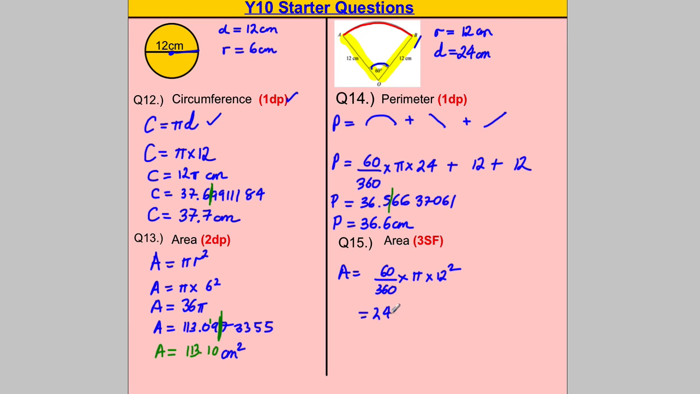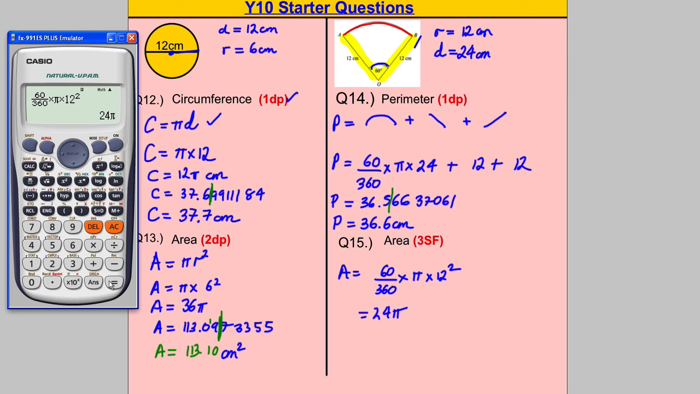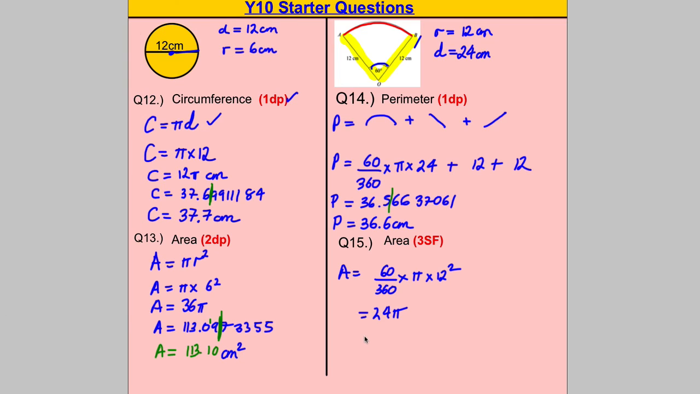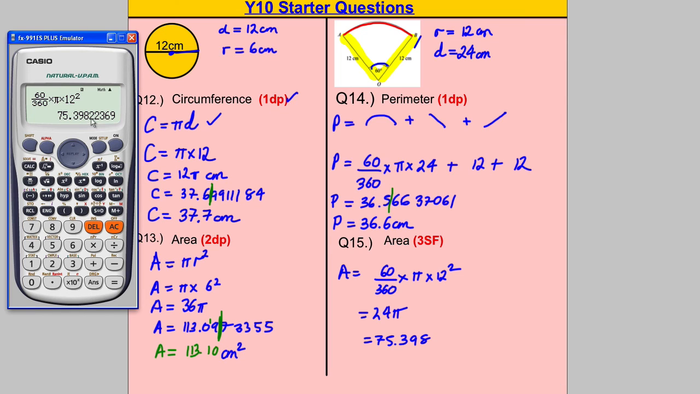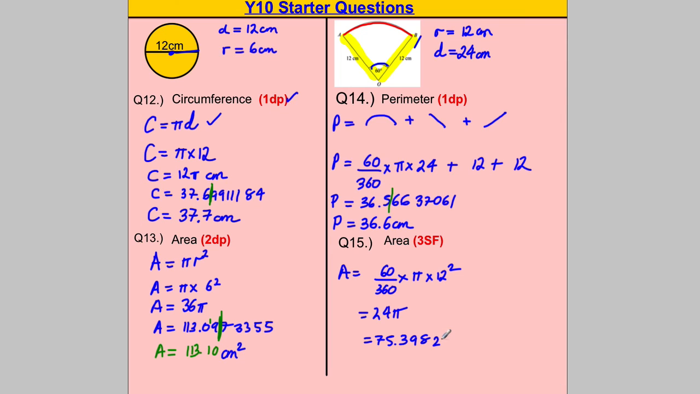It says 24 pi, but it asks for the answer to 3SF, so you press the SD button and you get 75.398 22369, and you want to round that to 3SF. So significant figures, there's the first, the second, the third, line after that, that 9 makes that a 4. So we would say that is equal to 75.4, and the unit centimeters squared.